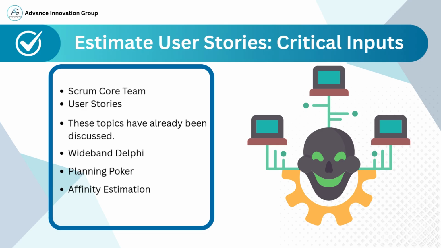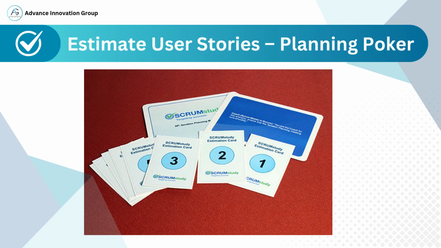The result is a set of estimated user stories that are more realistic, helping the team commit better during sprint planning. This slide visually represents one of the most widely used estimation techniques in Scrum: Planning Poker. Let's understand how Planning Poker works. Planning Poker is a consensus-based, gamified technique used by Scrum teams to estimate effort or relative size for user stories. It's engaging, collaborative, and prevents influence or bias from dominating the discussion.